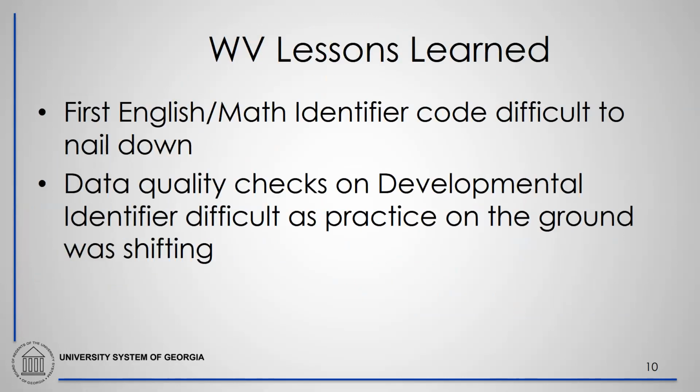Some lessons learned in West Virginia: as I mentioned a minute ago, that first English math identifier code is difficult to nail down because different disciplines have a first English math class. For example, nurses have a different first math class. So that was a challenge and why they went to reporting on any college level class in English or math as passing gateway. And I mentioned also that data quality checks were somewhat difficult as practice on the ground was shifting until Corequisite emerged as the model that was most successful for students.